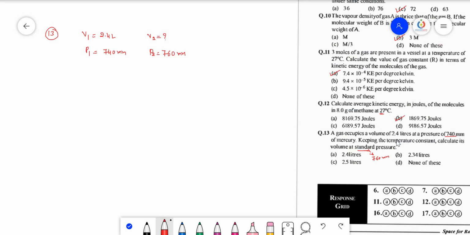Since the complete process is taking place at constant temperature, we need to apply Boyle's law. So according to Boyle's law, P1 V1 is equal to P2 V2. We need to calculate V2. So it is equal to P1 V1 divided by P2. So that it will be equal to 740 into 2.4 divided by 760. This is equal to 2.34 liters. So option B is correct.